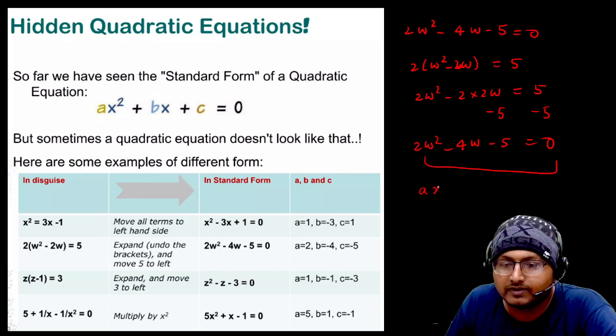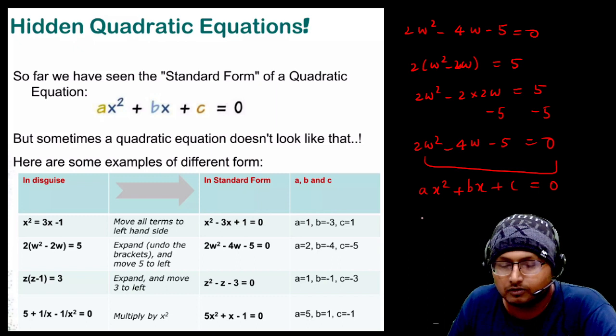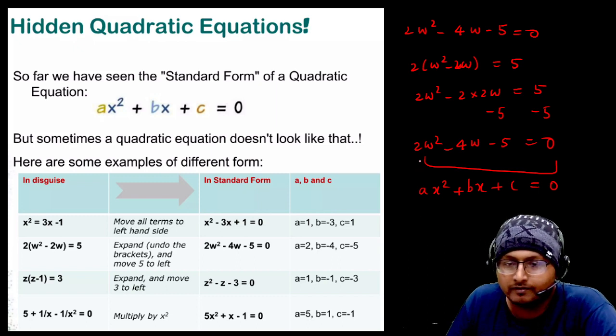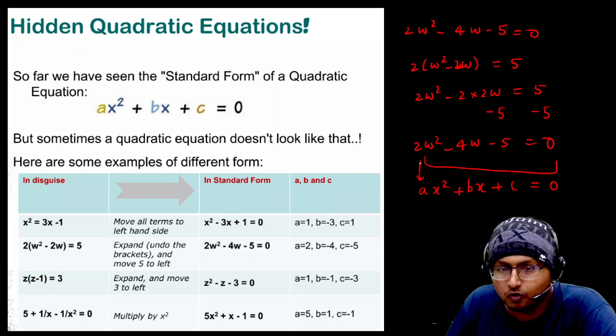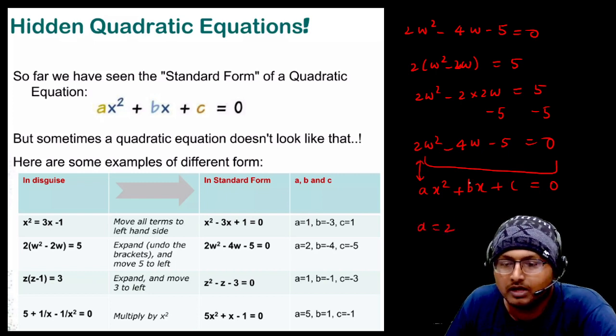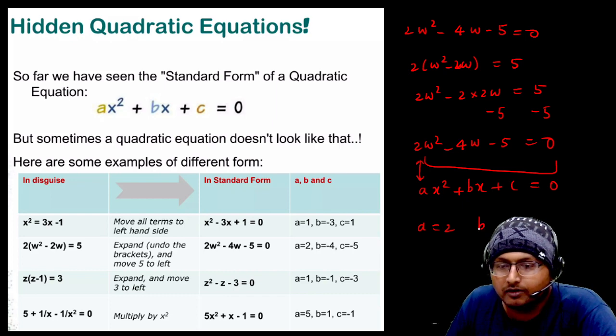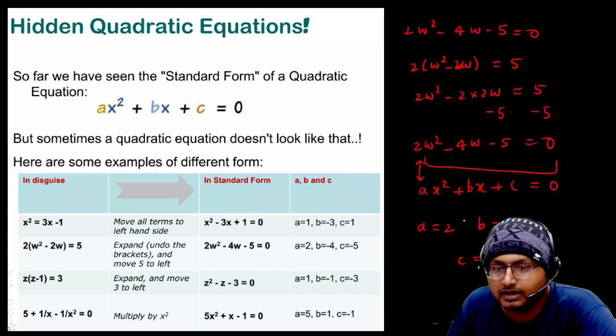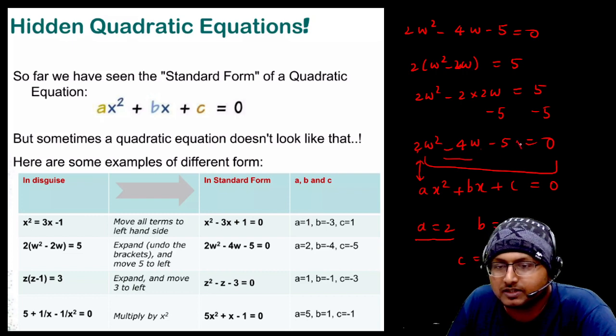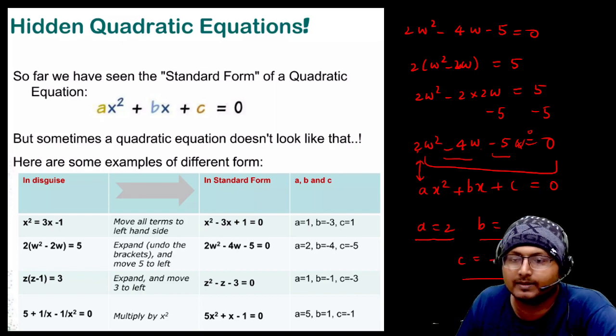So we'll compare this with ax square plus bx plus c equal to 0. By comparing, what we'll get? Coefficient of degree 2 term, a equal to 2, b equal to minus 4 and c equal to minus 5. Is it correct? a equal to 2, coefficient of w is minus 4, coefficient of w power 0 is minus 5. Hence like this we have to compare.